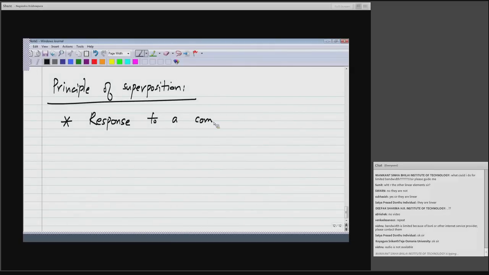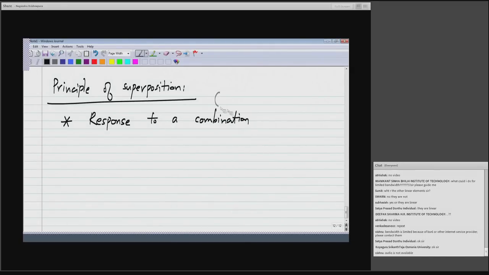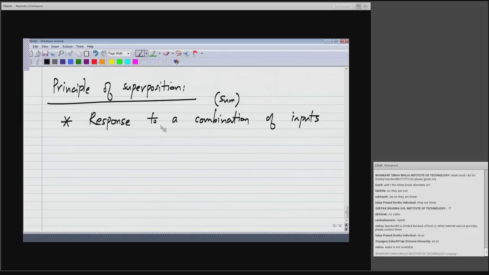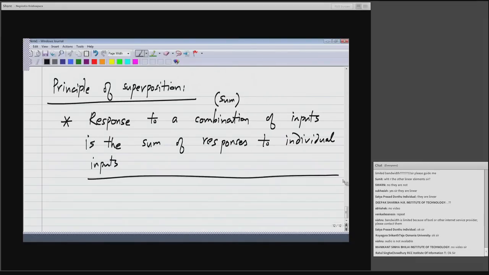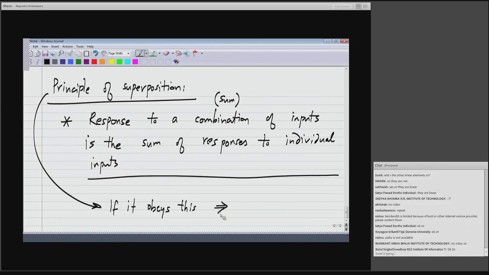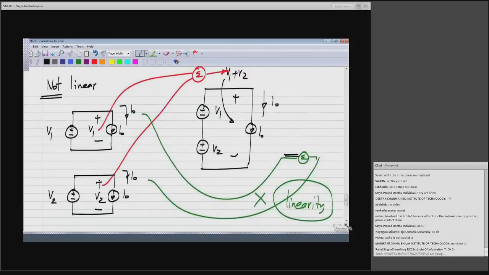The response to a combination or sum of inputs, a linear combination that we are talking about, is the sum of responses to individual inputs. If this is the case, as it was for a resistor, then it obeys the principle of superposition, and if it obeys that, it implies linearity. So a resistor is linear; a voltage and current source are not linear.